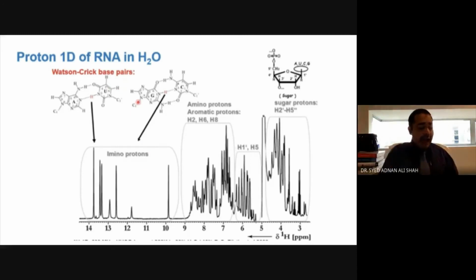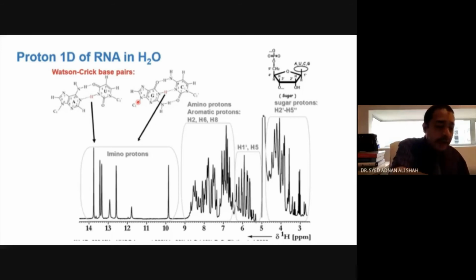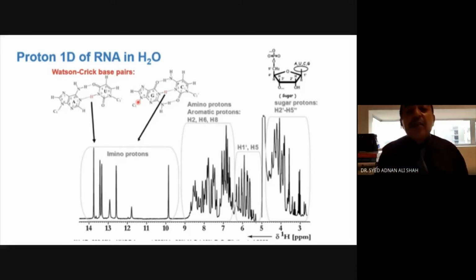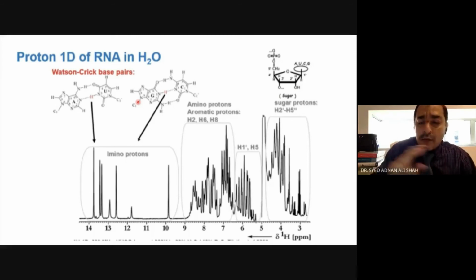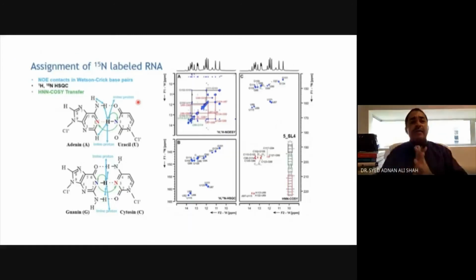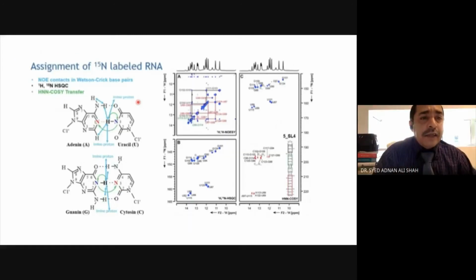But as I told you before, one D experiment is not enough information in the case of structure elucidation. So for that they have done some proton N15 HSQC spectrum.